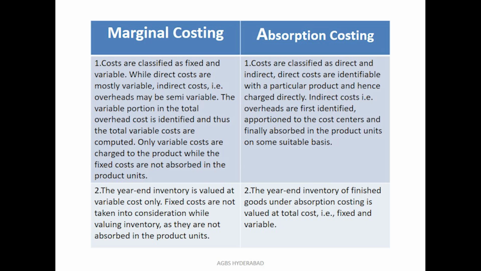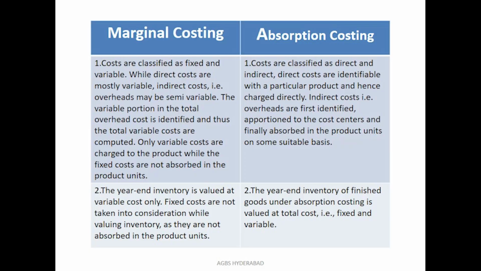That means the additional cost incurred to produce an additional number of units. There is also a lot of difference between marginal costing and absorption costing. That is also very important, and it is there in our syllabus. We discussed what marginal costing is, but absorption costing makes a lot of changes. In marginal costing, costs are classified as fixed and variable, while direct costs are mostly variable costs and indirect costs, that is overheads, may be semi variable. The variable portion of the total overhead costs is identified, and thus the total variable costs are computed.